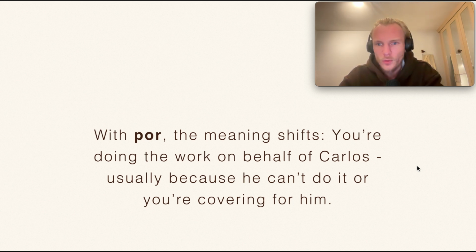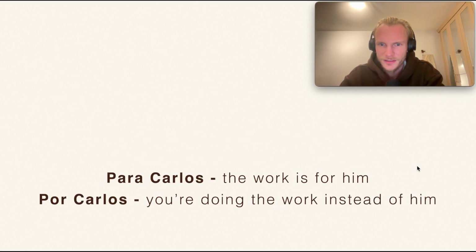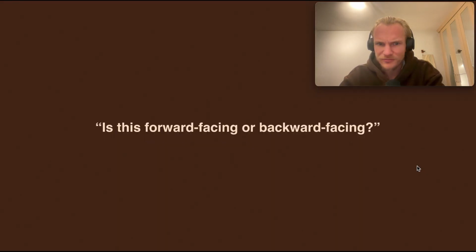But whereas with por, it's slightly different. You're doing the work on behalf of Carlos. So even though they both translate to I work for Carlos, por is I work on behalf of Carlos, usually because he can't do it or you're covering for him. Por is backward facing. So para Carlos is the work is for him. I'm working for Carlos. I'm doing work for him. And por Carlos, I'm doing work instead of him or on his behalf.